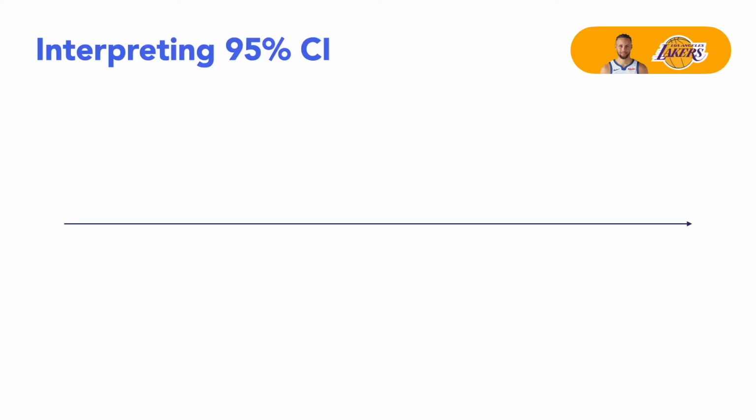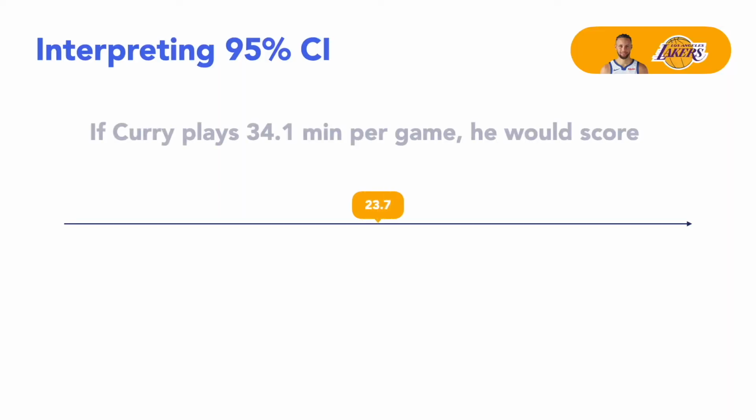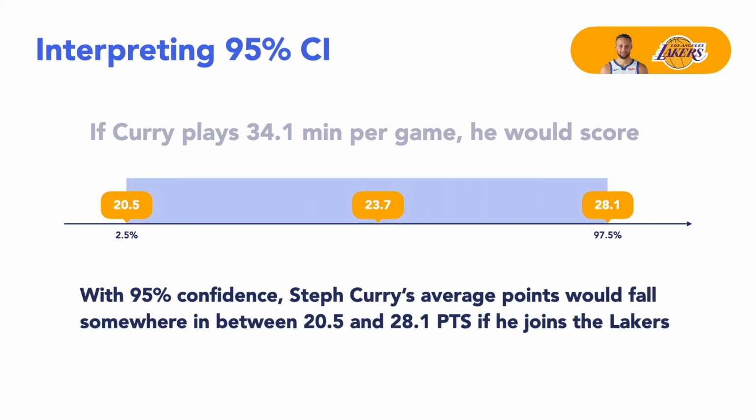Finally, let's go back to our old question. How many points would Curry get if he played 34.1 minutes for the Lakers? So in this case, we're calculating a confidence interval for a new observation. So we also call this a prediction interval. And this is how we interpret this confidence interval. With 95% confidence, Steph Curry's average points per game would fall somewhere between 20.5 points and 28.1 points if he joined the Los Angeles Lakers.